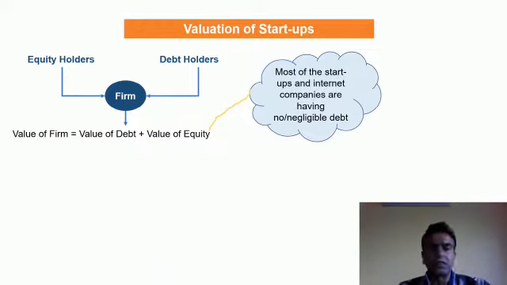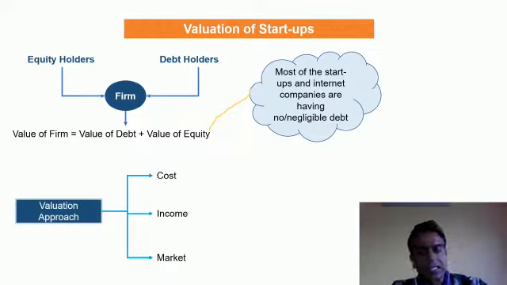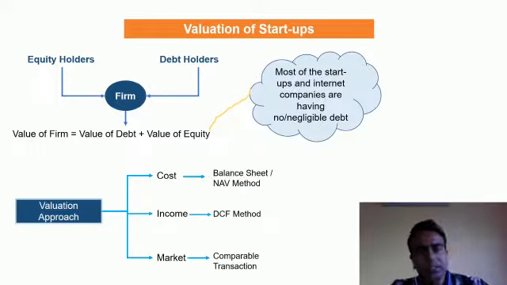So international valuation standard tells us that there are three approaches for valuation of any business. That is cost approach, income approach and market approach. So cost approach is also called balance sheet approach or net asset value method. Income approach involves DCF method, which is discounted cash flow, and market approach is comparable transaction method. So let us see what are these things.